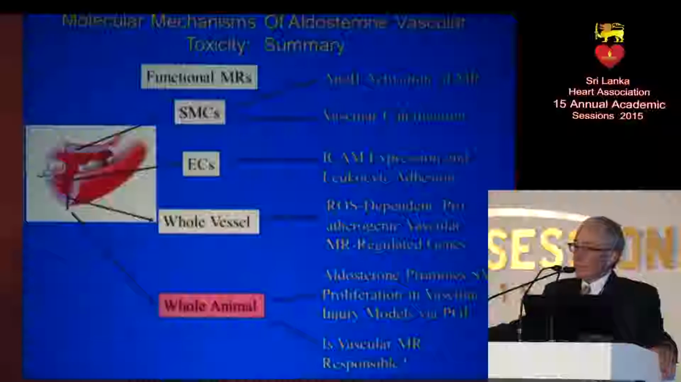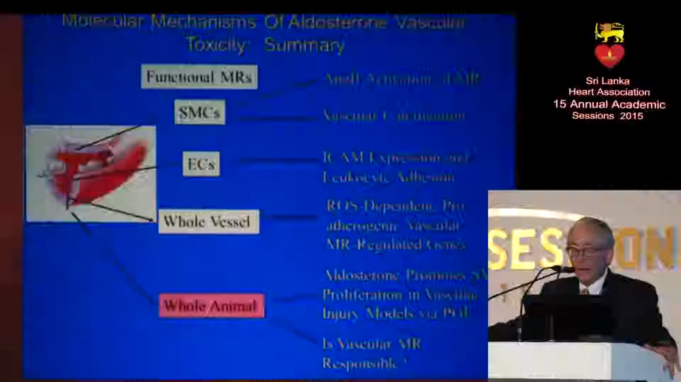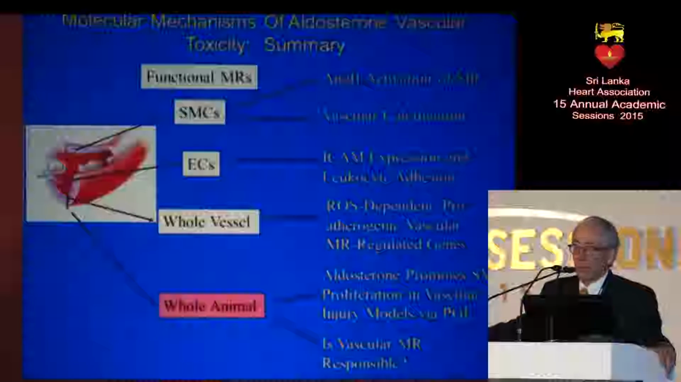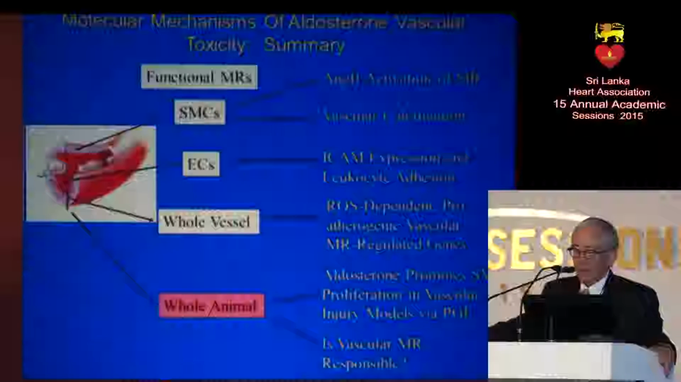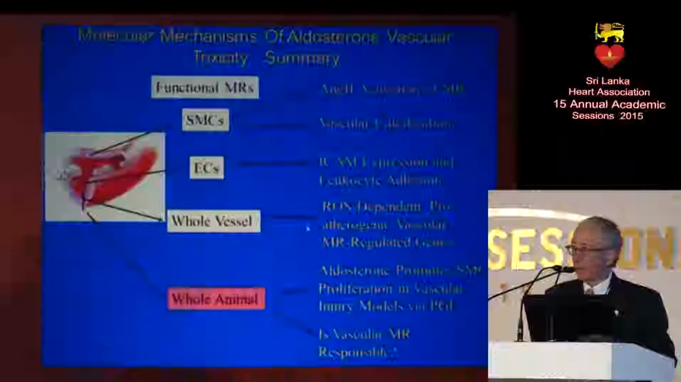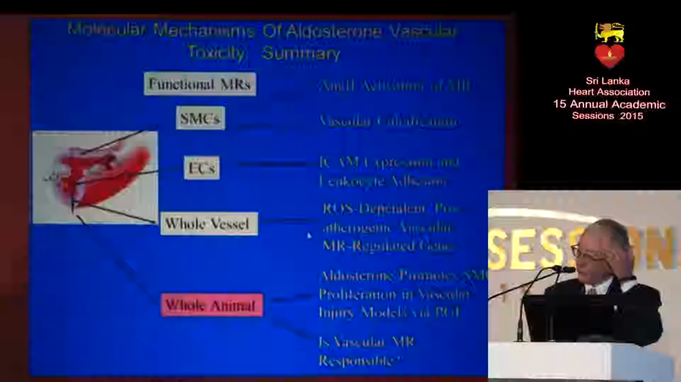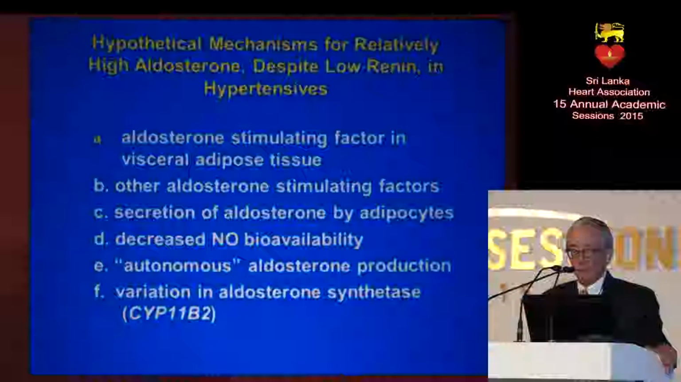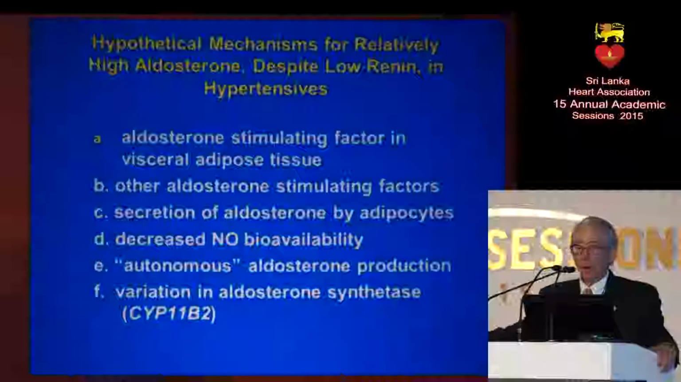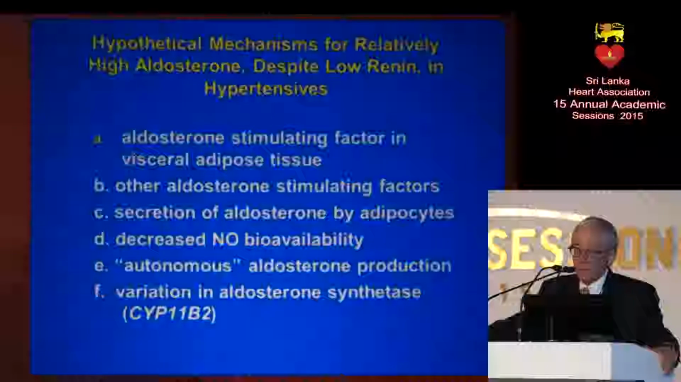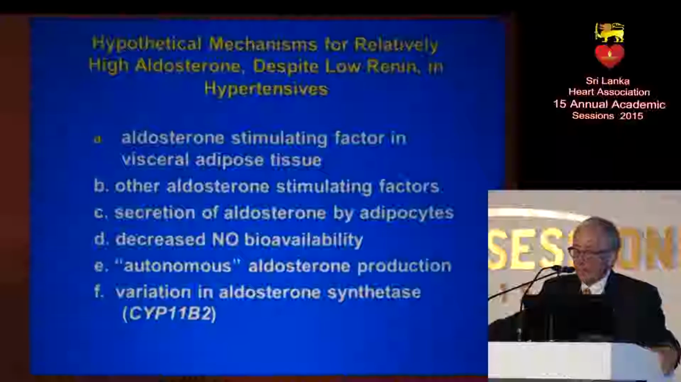I think it's important for us to appreciate this, not just for the numbers, but for the known molecular mechanisms of aldosterone vascular toxicity. And I've listed several of them shown over here. But I think it's important to realize that if we don't properly target this, then there will be an acceleration of the aging process in our patients. And there are a variety of hypothetical mechanisms for relatively high aldosterone despite low renin in hypertensives. And I've listed some of them here.